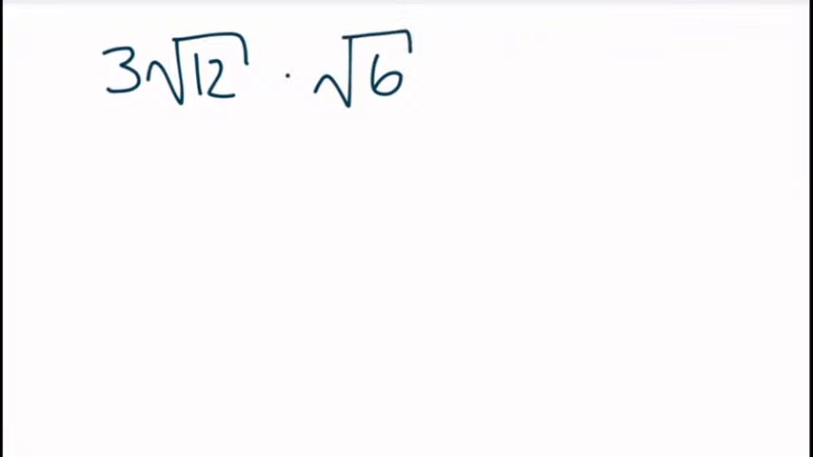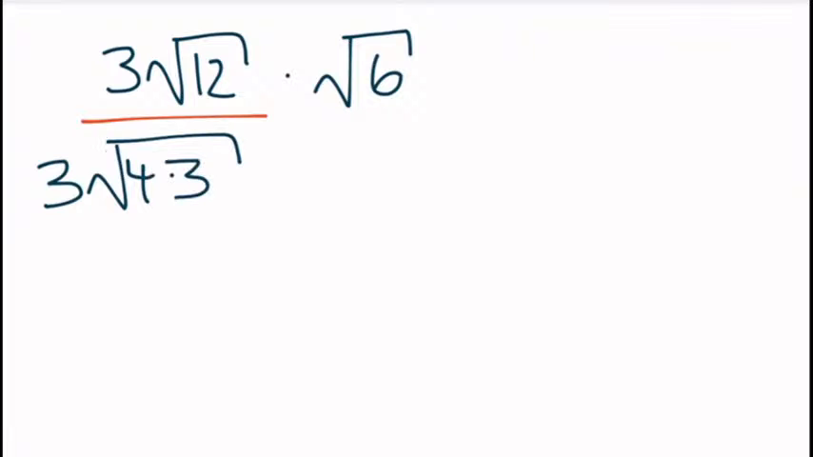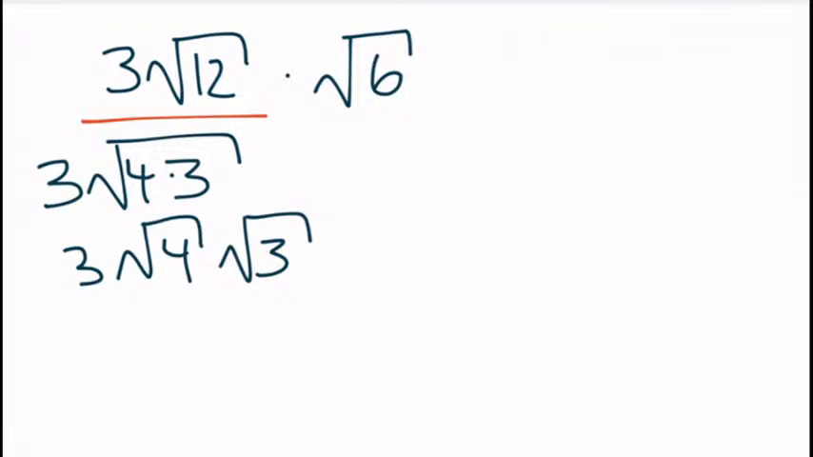Now we're going to do 3 times radical 12 times radical 6. If I take a look at this, we can simplify radical 12 even further because it's equal to 4 times 3. So we do 4 times 3 inside the radical, give them their own little houses, and then radical 4 can be simplified down into 2 because it's a perfect square, and 2 times 3 is equal to 6, and so we get 6 radical 3 times.